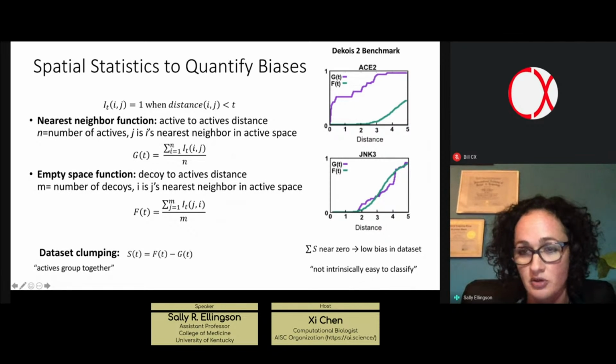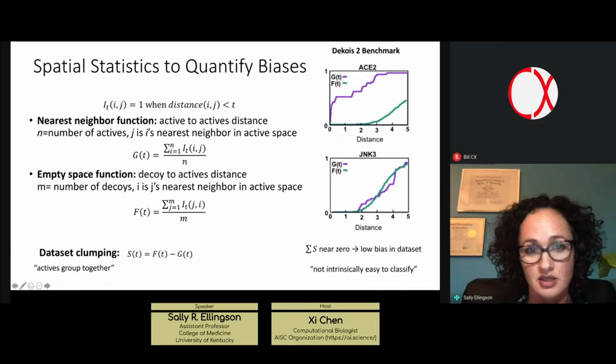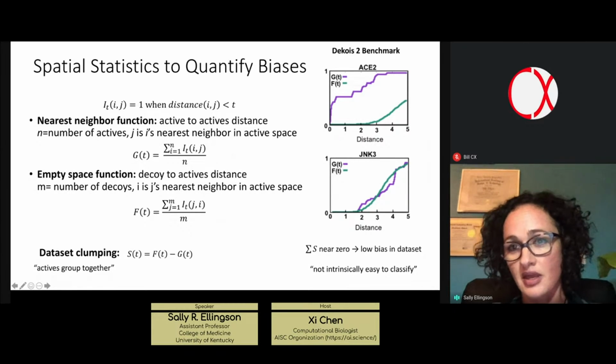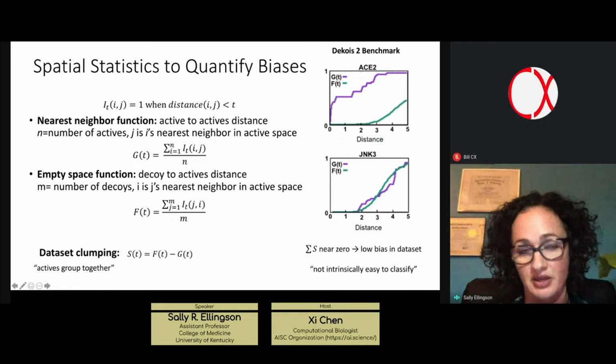This is the name of the protein right here. This purple line is the nearest neighbor function. This is the distance, 0 to 5, and then 0 to 1 is the portion of that data set that are within a distance. So we can see on this top data set that close to half of them are very, very close to each other based off of just very similar things.